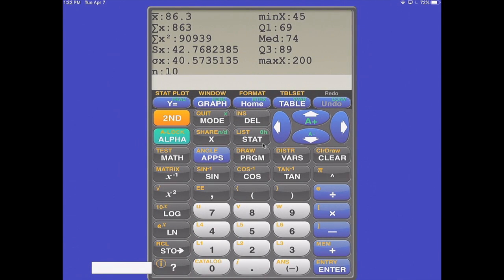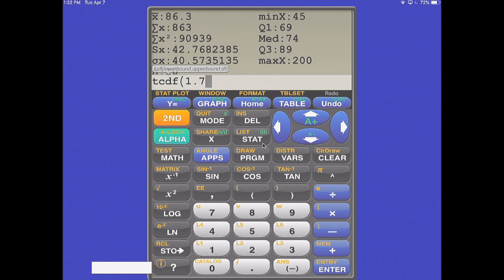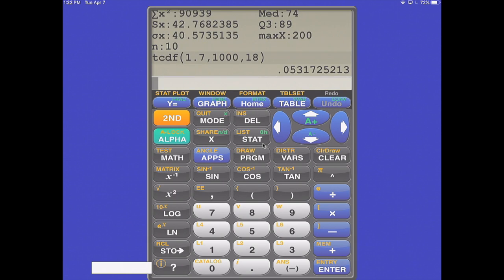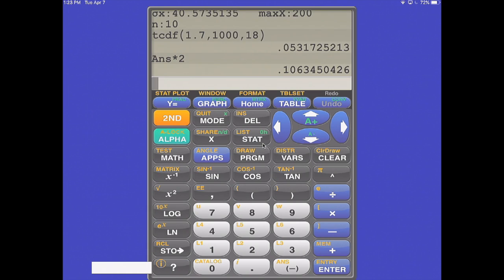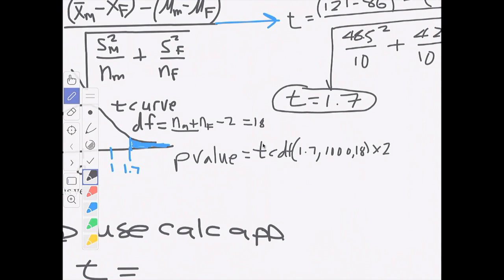So it's pressing second and then vars. You'll find the tcdf. So 1.7 comma 1,000 using a degree of freedom of 18 gives us that much probability, but then again we're going to multiply it by 2 to get about 11% for the p-value, which is a generous amount of probability. So around 11% for the p-value.